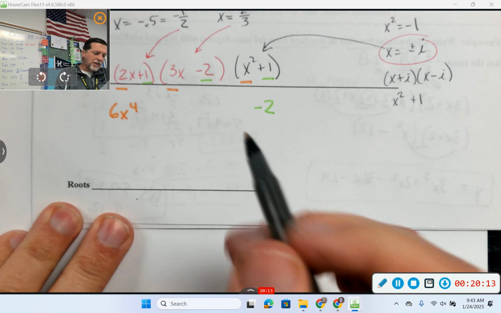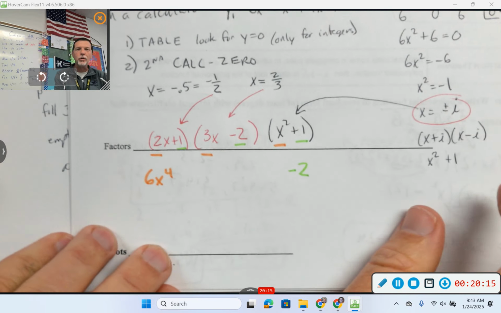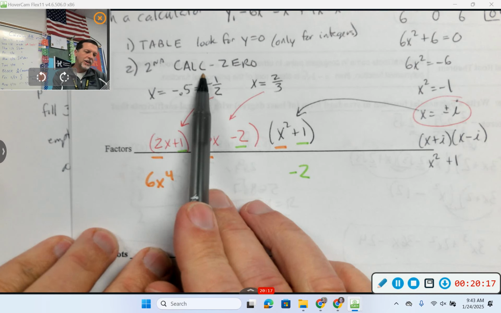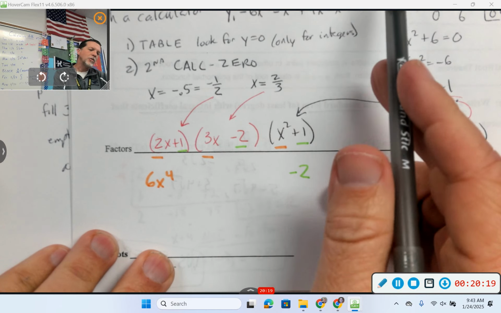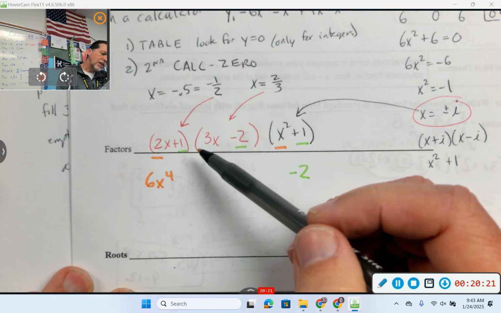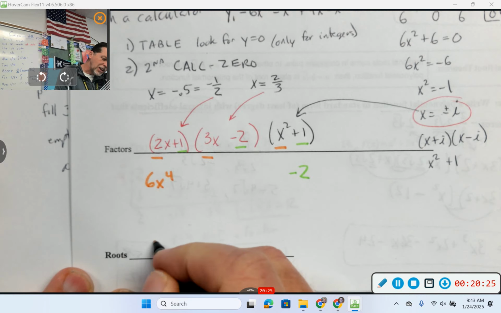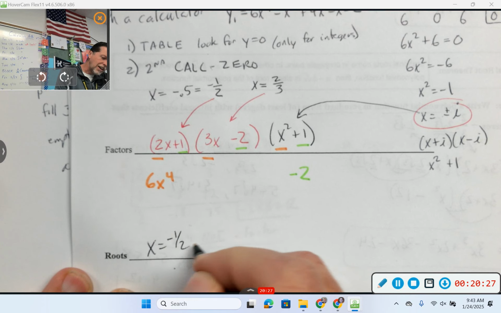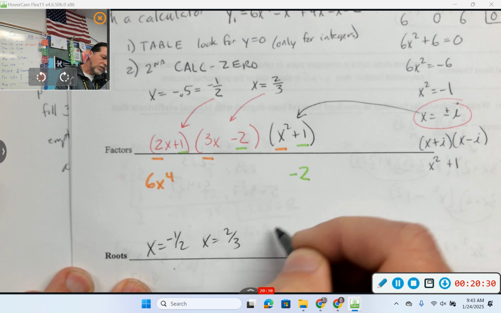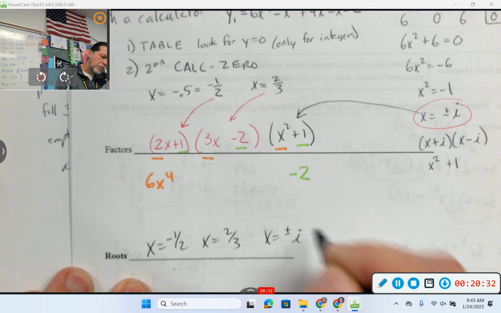For my roots, we already found these because we're working this problem kind of out of order, because we're using the calculator to find the roots and then using those roots to find the factors, but we already have the roots. Negative 1/2, 2/3, and plus or minus i.